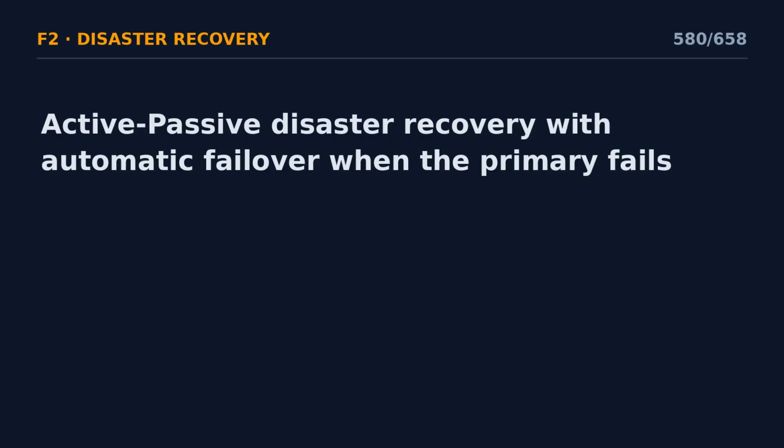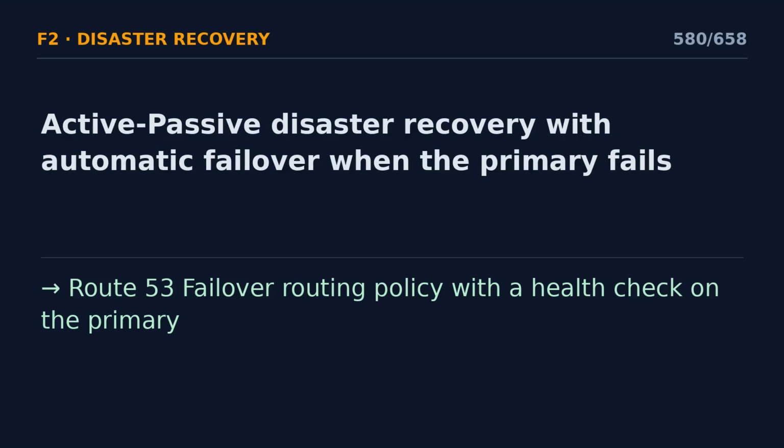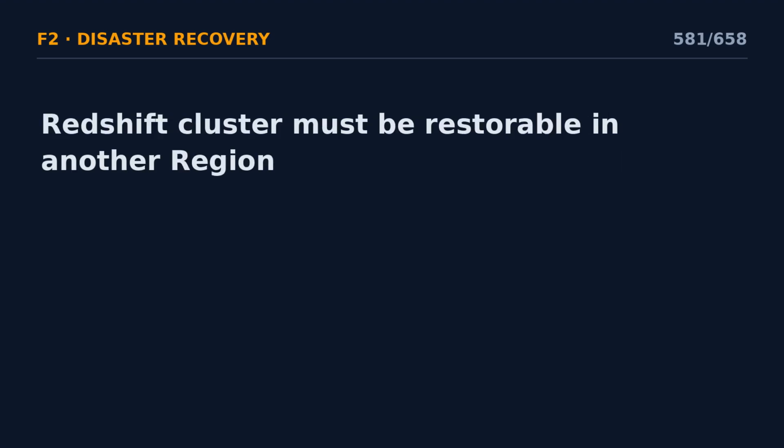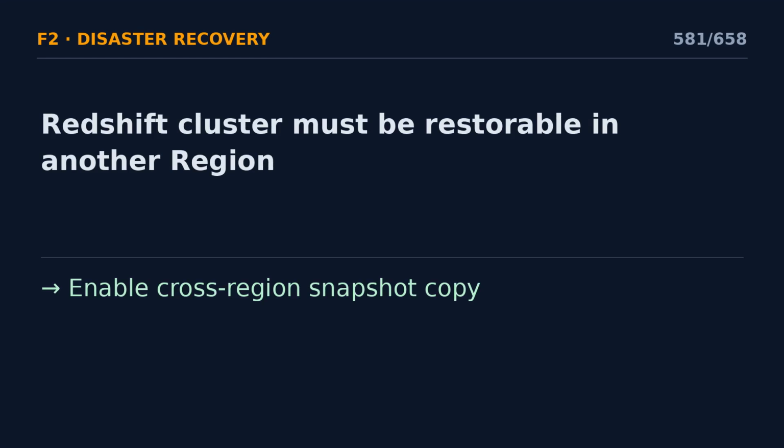Active-passive disaster recovery with automatic failover when the primary fails. Answer: Route 53 failover routing policy with a health check on the primary. Redshift cluster must be restorable in another region. Answer: enable cross-region snapshot copy.